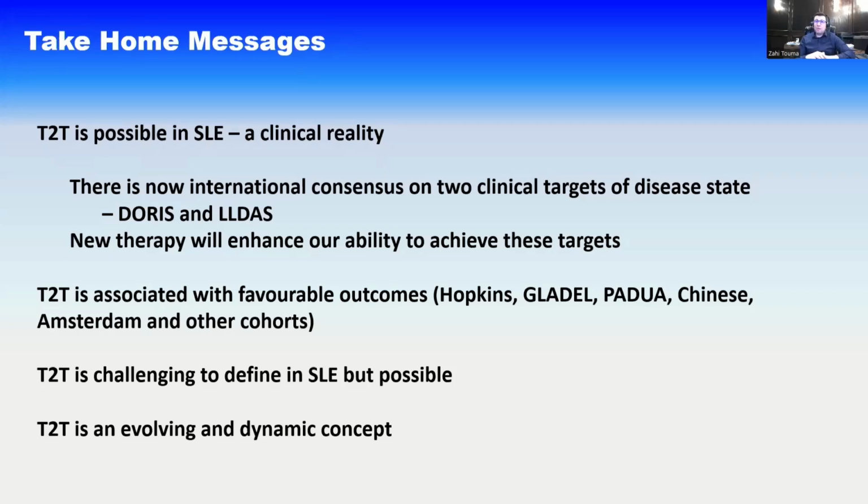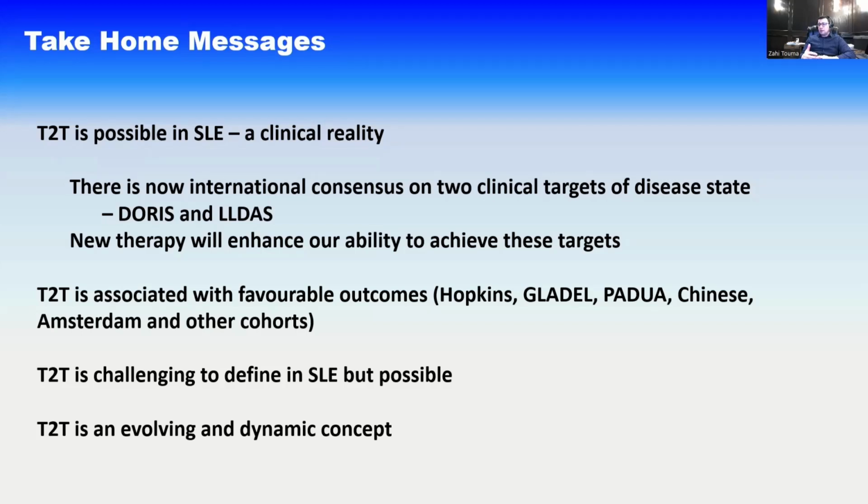So what are the take-home messages? So treat to target is possible in lupus. It's a clinical reality at this level. But the fact is that there is no international consensus on different treat to target concepts at this level. But if we talk about disease activity, I showed you the data for DORIS and LLDAS. And there is no doubt the new therapy will enhance our ability to achieve these targets moving forward.